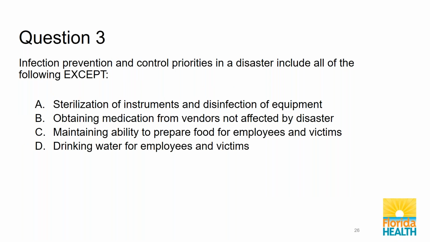Okay, question 3. Infection prevention and control priorities in a disaster include all of the following except: A, sterilization of instruments and disinfection of equipment; B, obtaining medication from vendors not affected by disaster; C, maintaining ability to prepare food for employees and victims; and D, drinking water for employees and victims.